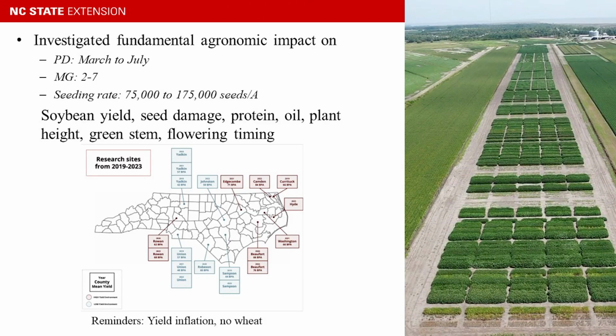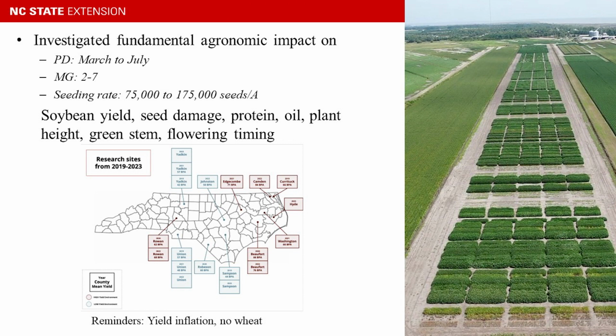That tool and a lot of these recommendations are coming out of research that we've done over the past 5 years in the state, where we were really focused on updating our fundamental soybean agronomic recommendations. It's been a while since that's been done in North Carolina. So we looked at the diversity of the planting dates used in the state, which, as you know, are March through July, really into early August in parts of the state. We looked at the diversity of maturity groups that we use, which are 2 through 7, and we looked at a variety of seeding rates within each of those planting date maturity group combinations.